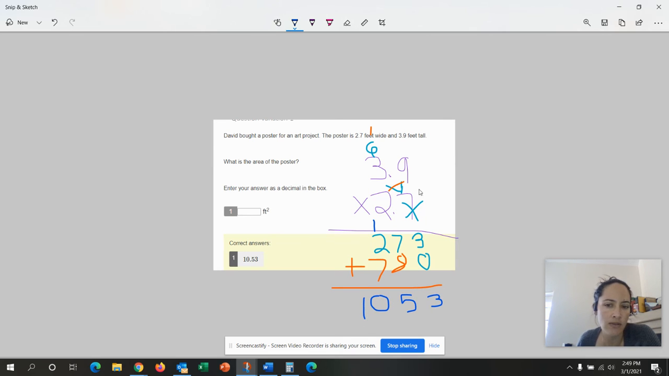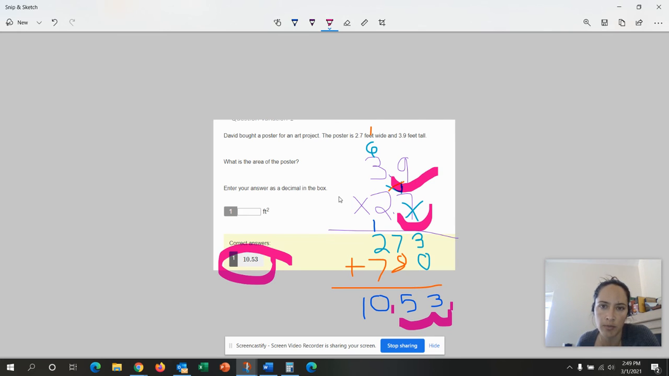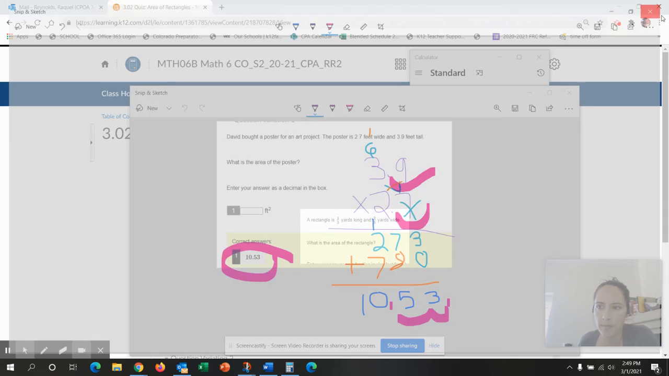It's not 1053 because our final step is we count those decimal places. 1, 2 decimal places. We go 1, 2 and put our decimal right there. 10 and 53 hundredths of square feet. That's how big the poster is for the art project. Okay, great job.